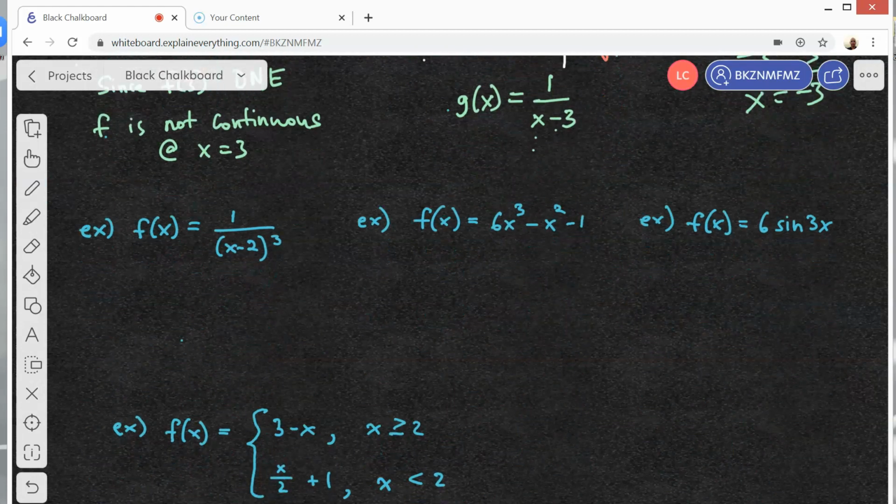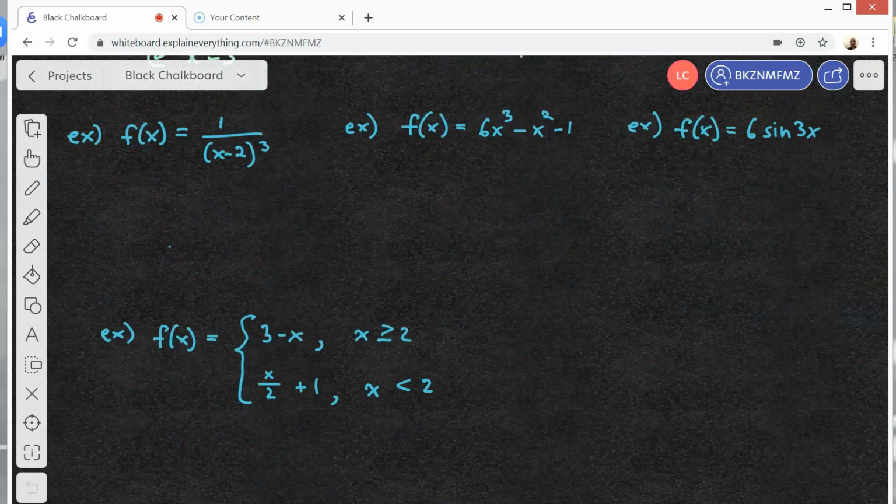And finally, as we finish up, a couple more examples. In this example in blue, you have 1 over x minus 2 to the third power. And the question is, is this function ever discontinuous? What will make this function discontinuous? The question is, could you ever get a 0 in the denominator? So x minus 2 to the third power, could you ever get a 0?